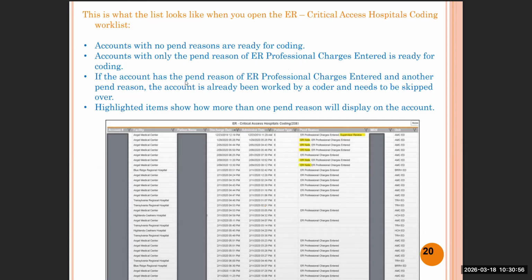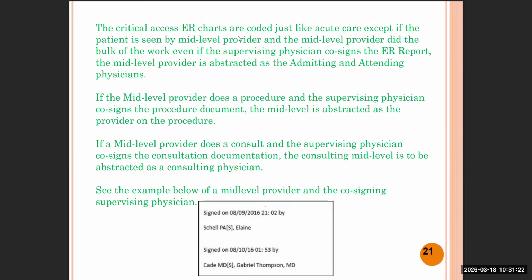If the account has been pended ER professional charges entered to another pending reason, the account has already been worked by the coder and needs to be skipped over. The highlighted items show how more than one pending reason will be displayed on the account. You will see the list like that in your software, but I am just giving you a heads up on how the coders are working in the software, right? So you can see all the detailed information here, right?